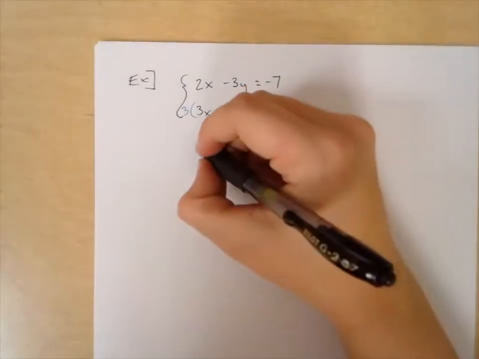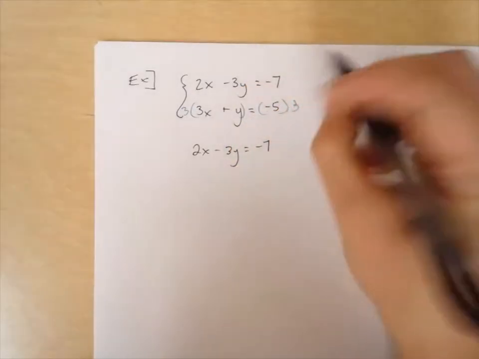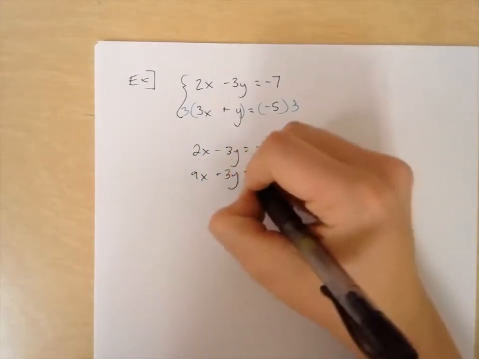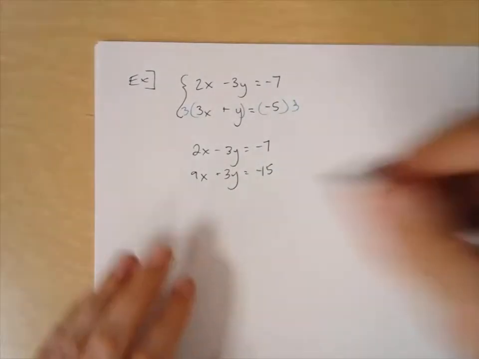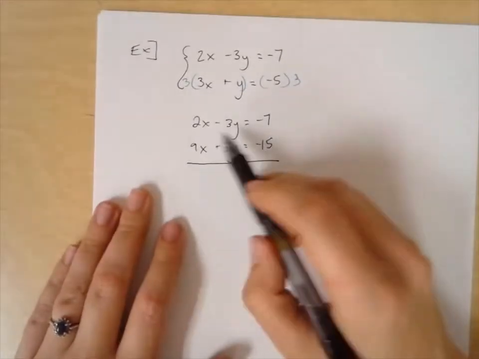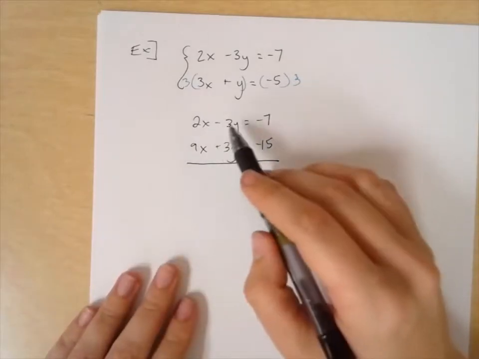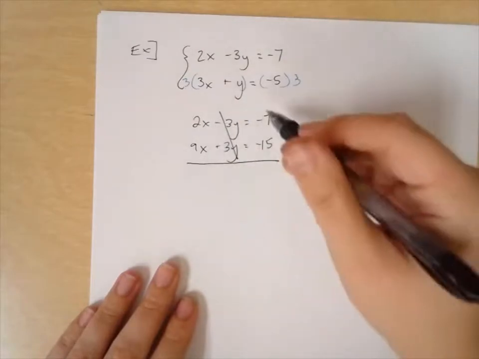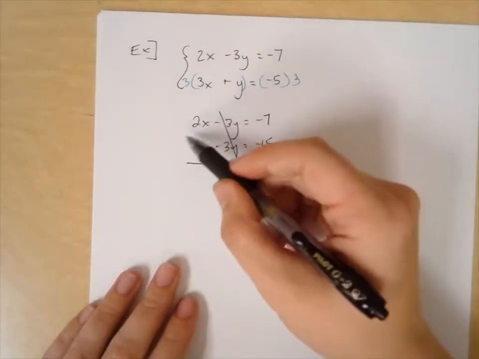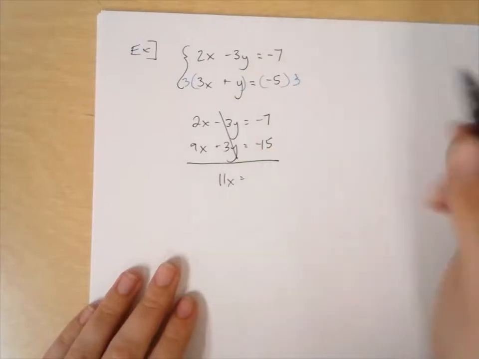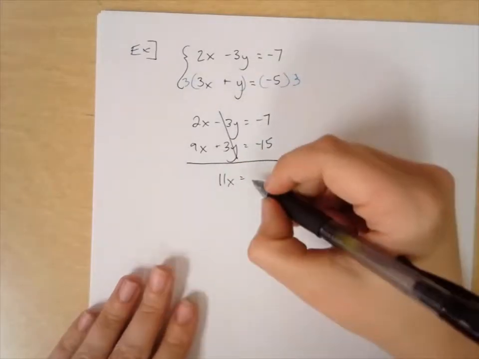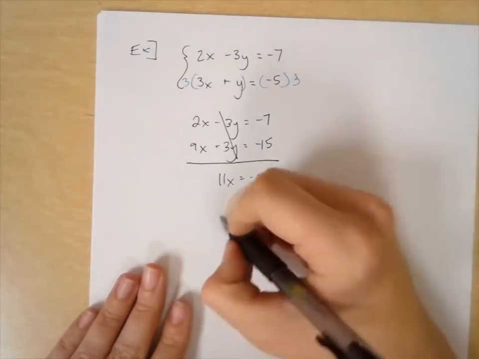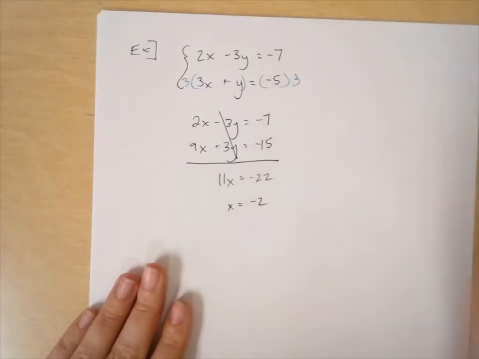My top equation stays the same, 2x minus 3y equals negative 7. But on the bottom, I get 9x plus 3y equals negative 15. And oh my goodness, would you look at those y's now? We have exactly what we had in the last example, where we have a negative 3y and a positive 3y that are going to cancel each other out. And we add the rest of what we've got. 2x plus 9x is going to get me 11x. Negative 7 minus 15 is going to get me negative 22. I divide both sides by 11, and I get x equals negative 2.